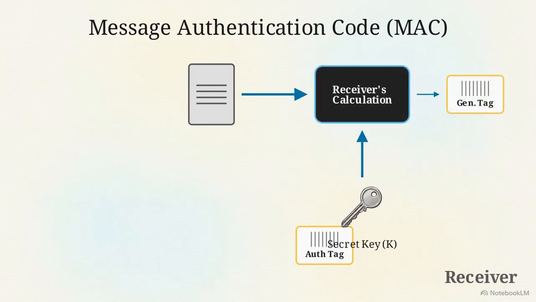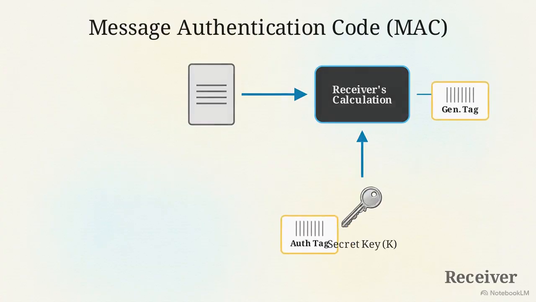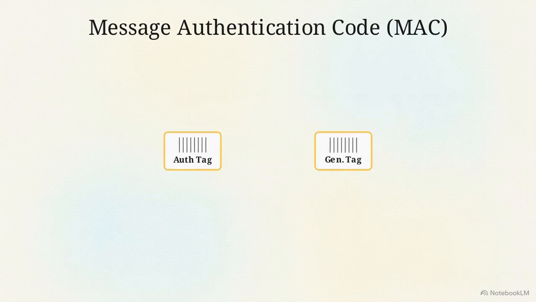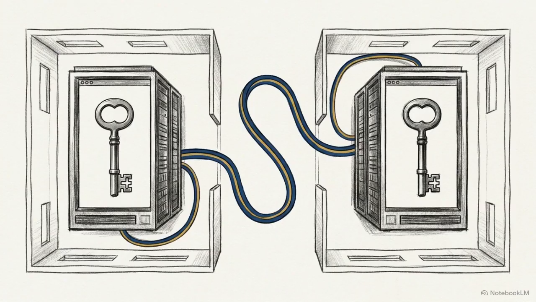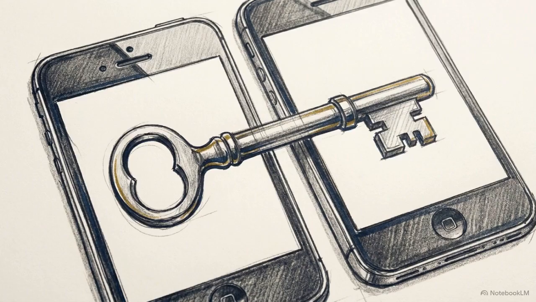When the message reaches its destination, the receiver takes the incoming text and their own copy of the exact same secret key. They run the calculation themselves. If the receiver's new tag perfectly matches the tag attached to the message, the system verifies the match. Because only the sender and receiver possess the secret key, a matching MAC proves the sender's identity and the data's integrity. The system works perfectly, provided the two parties have a secure way to share the key.